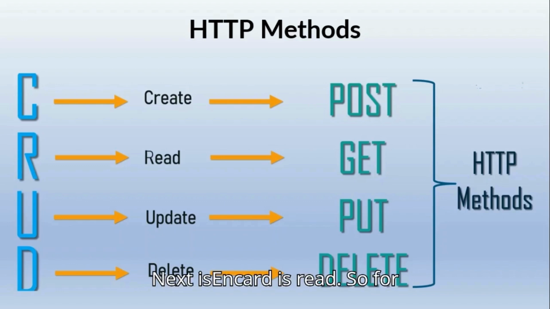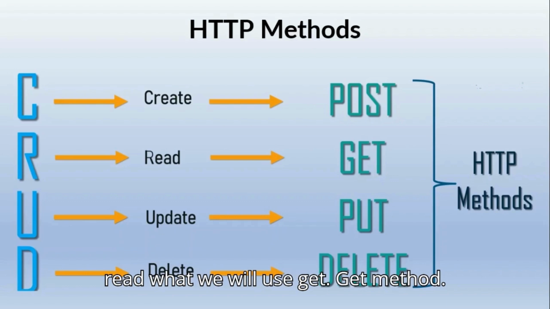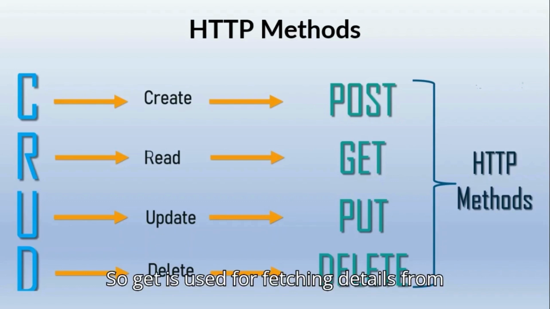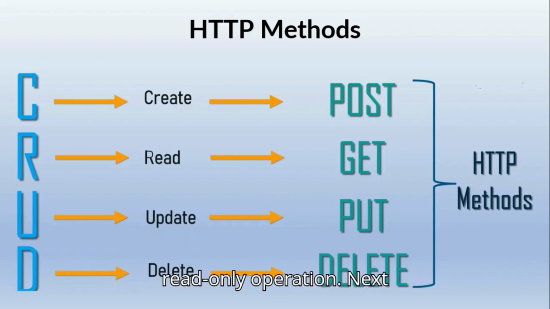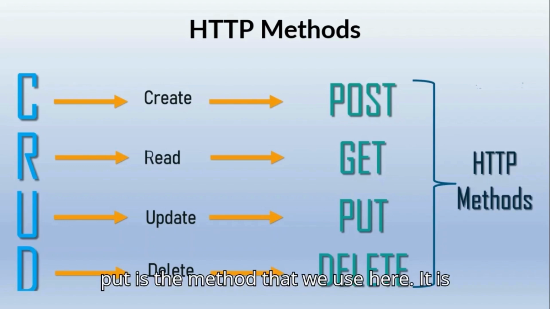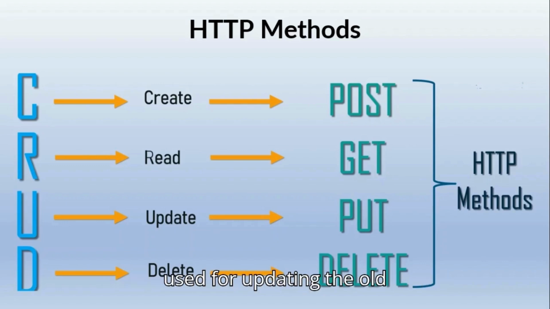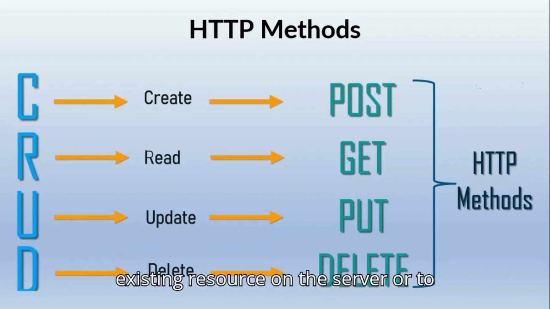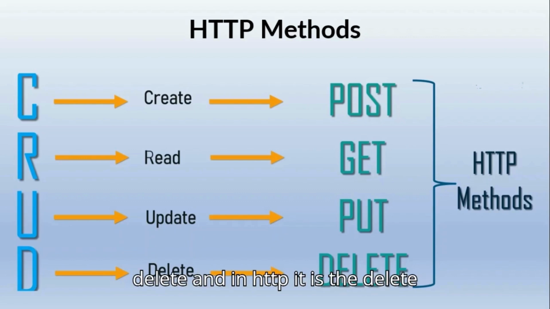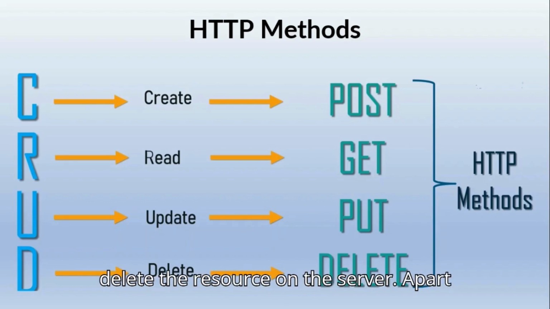Next in CRUD is read. For read, we will use the get method. Get is used for fetching details from the server, so basically it is a read-only operation. Next is update in CRUD, and the method we use here is put. It is used for updating an old existing resource on the server or to replace the resource. Next is delete. In CRUD it is delete, and in HTTP it is the delete method. As the name says, it is used to delete a resource on the server.